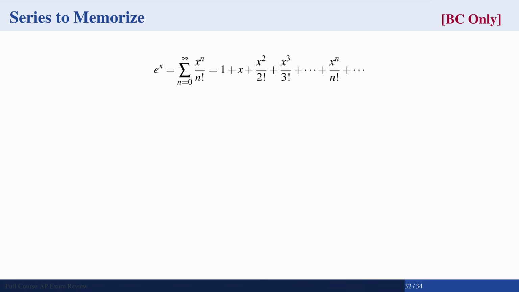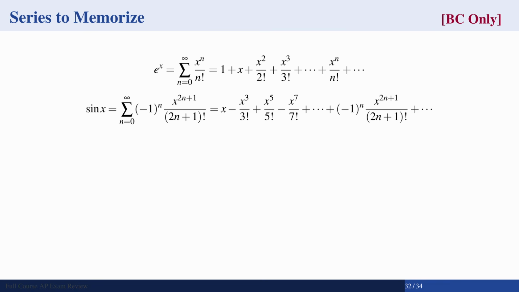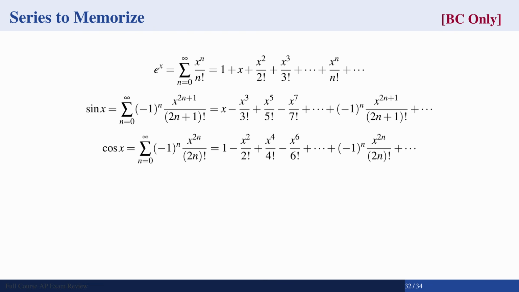There's a couple series that you must have memorized by heart. Those are e to the x, which just has n factorial in the denominator and you get every single term. Sine of x, which only has odd powers of x and alternates. So it's x minus x cubed over 3 factorial plus x to the 5th over 5 factorial. So you end up with a general term of (-1) to the n, x to the 2n plus 1 over (2n plus 1) factorial. You have cosine, which only has even powers of x, including x to the 0, which is 1.